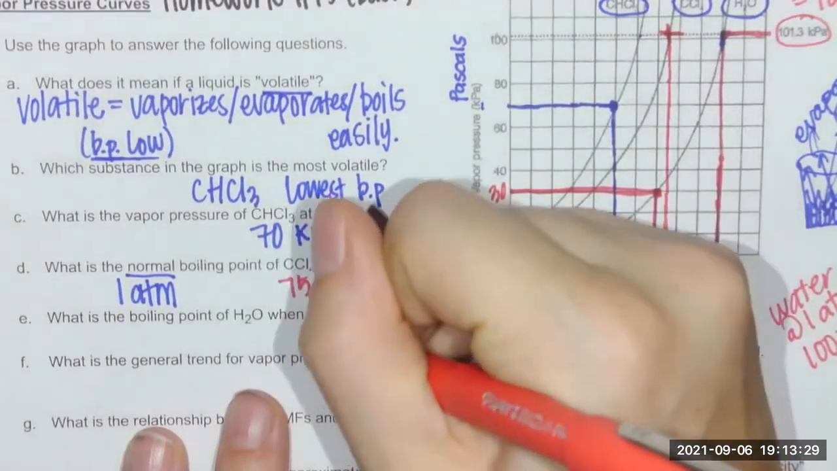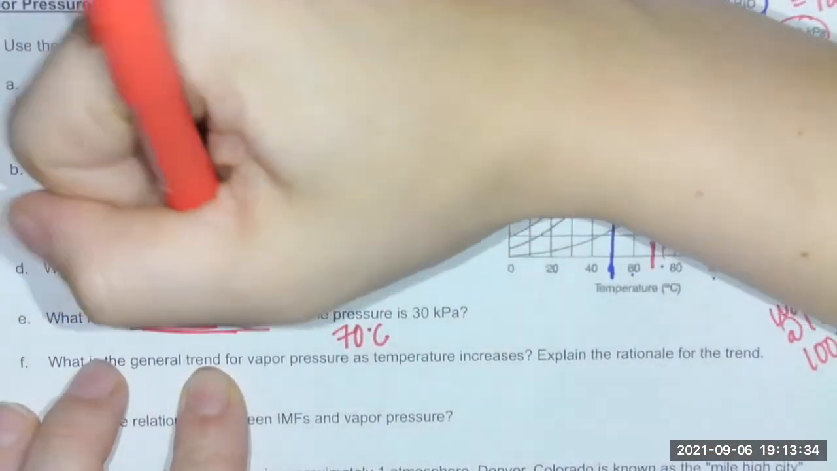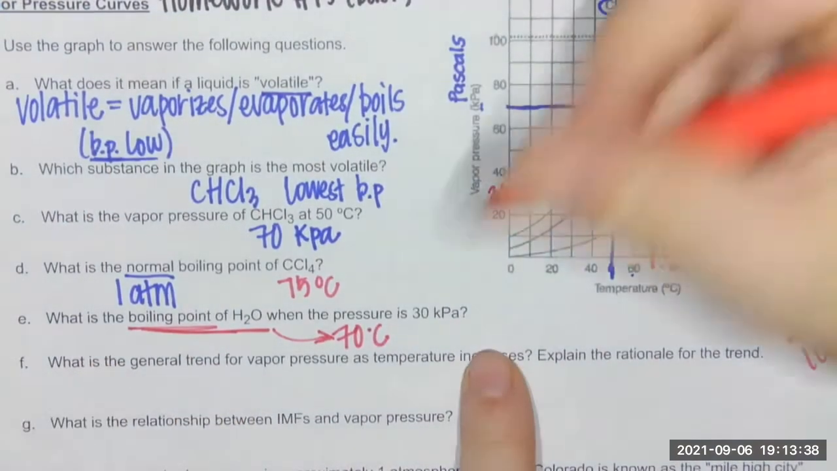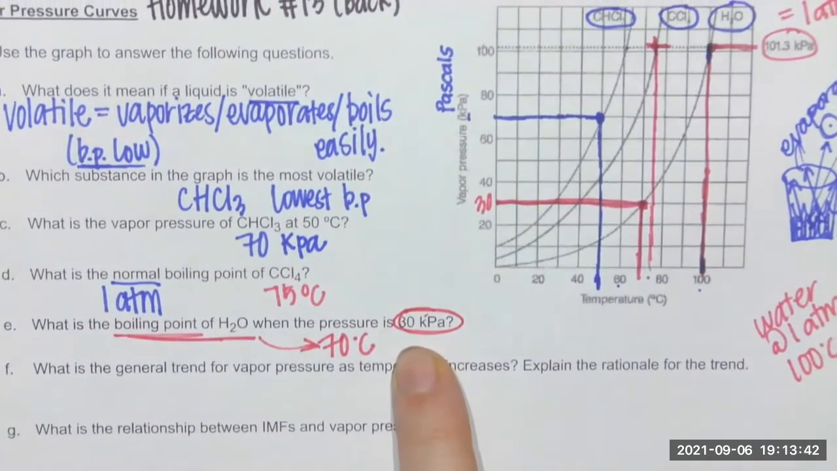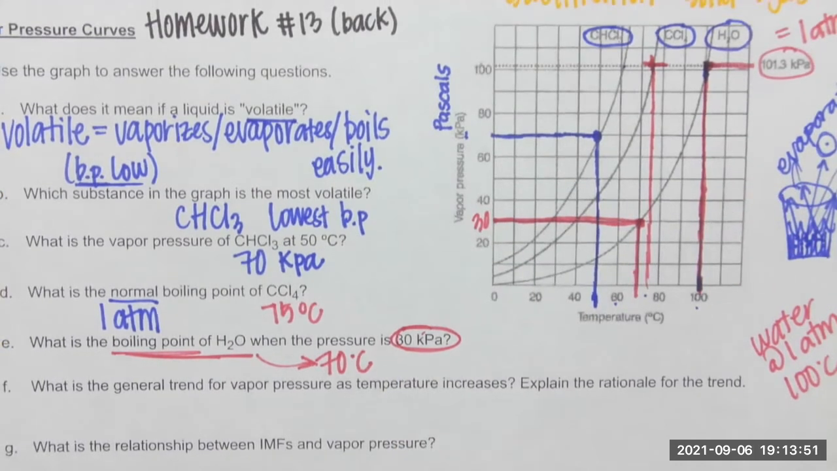So what this is saying is, even though it seems a little bit strange, you can apparently get water to boil at 70 degrees if your pressure is only 30 kPa. So we'd have to crank sea level and really reduce the pressure to get it to do that.